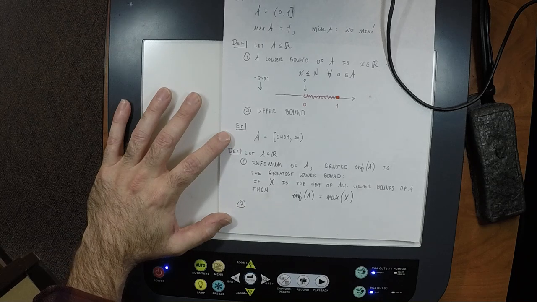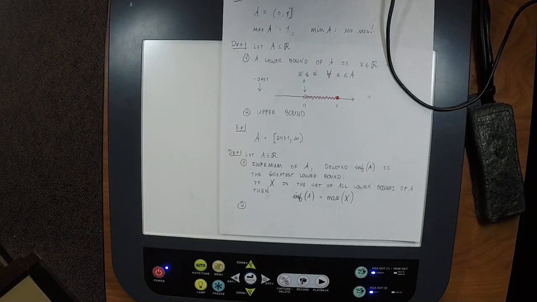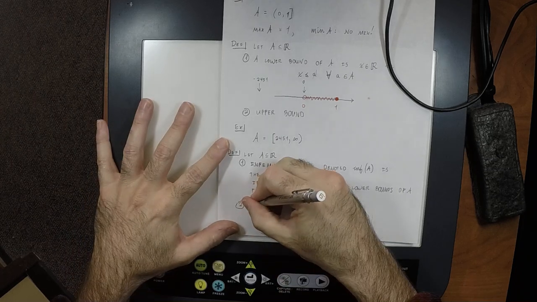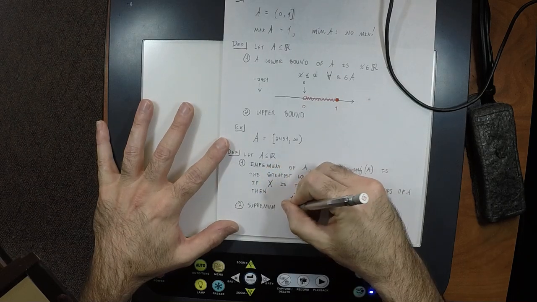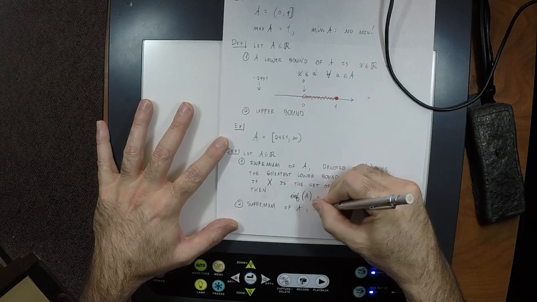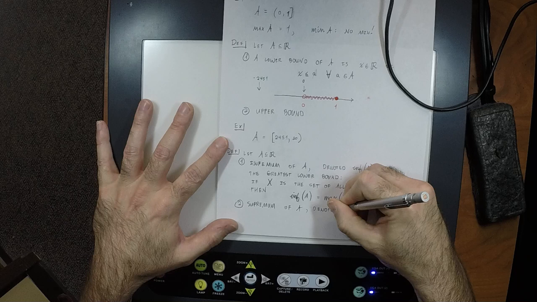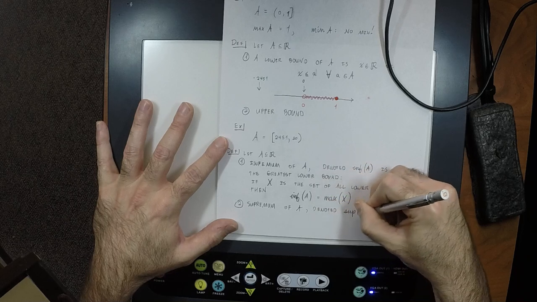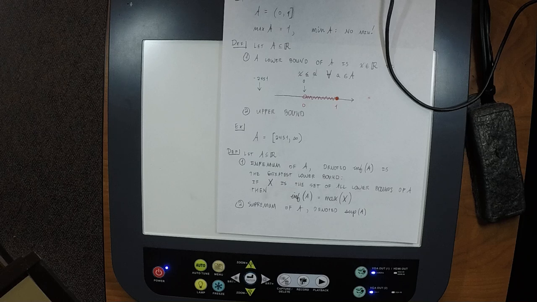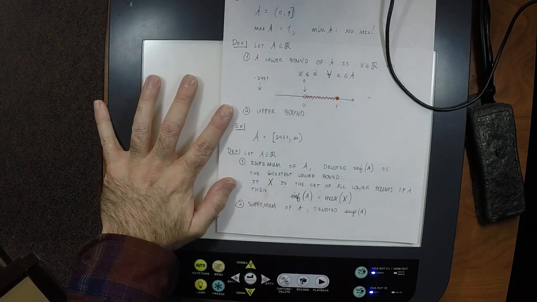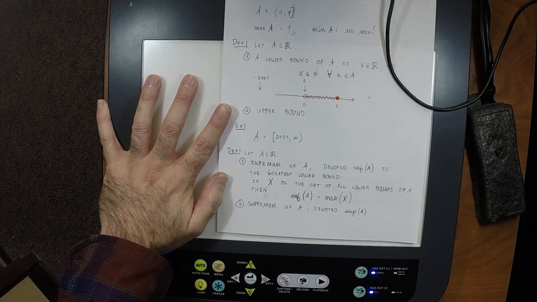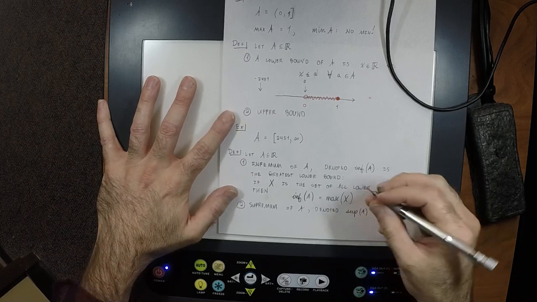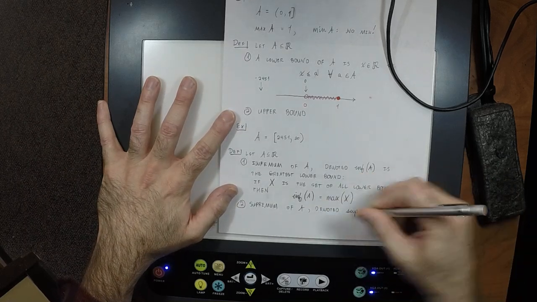Okay. So just like minimum has its counterpart maximum, infimum has its counterpart, what is it? Supremum. Okay, supremum of A, denoted sup A, is then. So for infimum, it's the greatest of all lower bounds. So what is it for supremum? The smallest of all upper bounds. So it is the least upper bound.